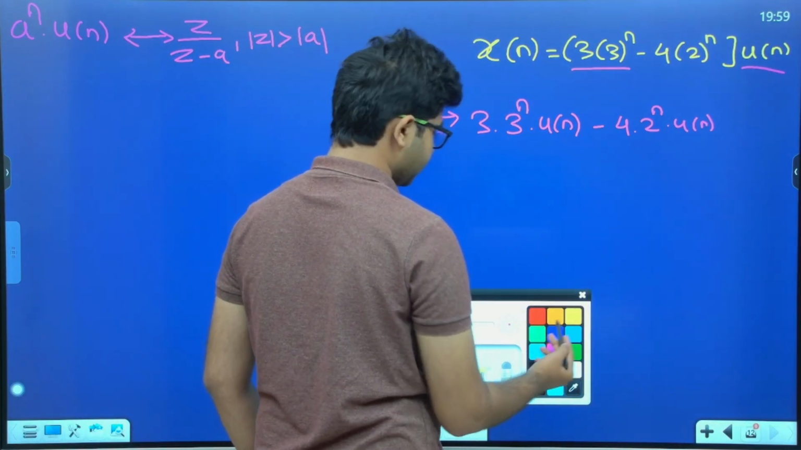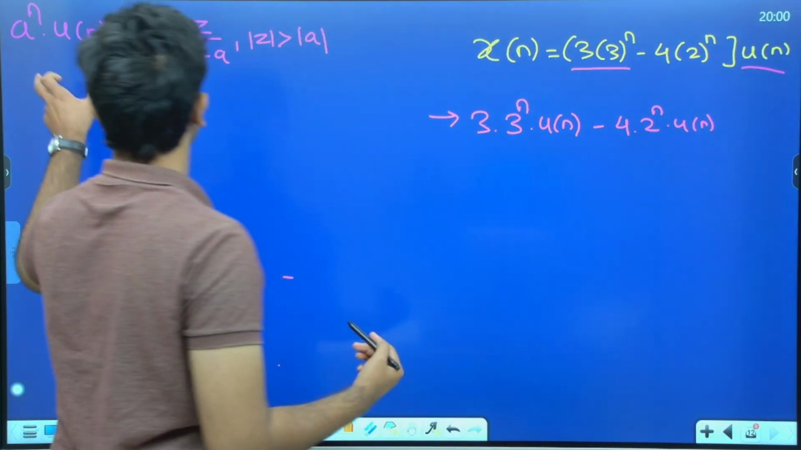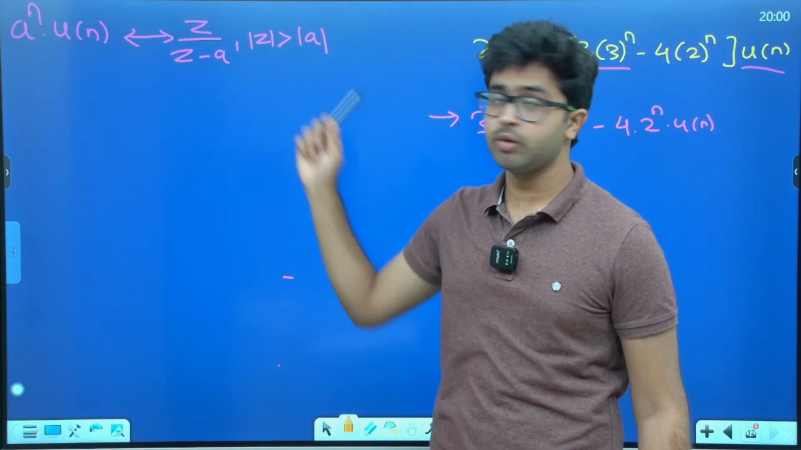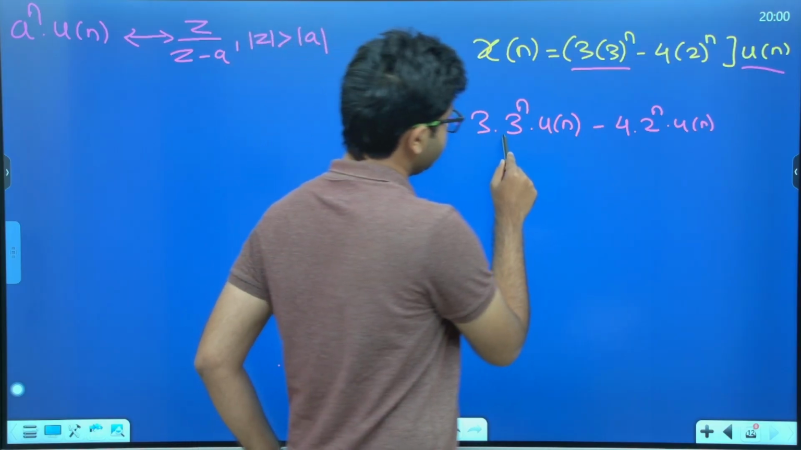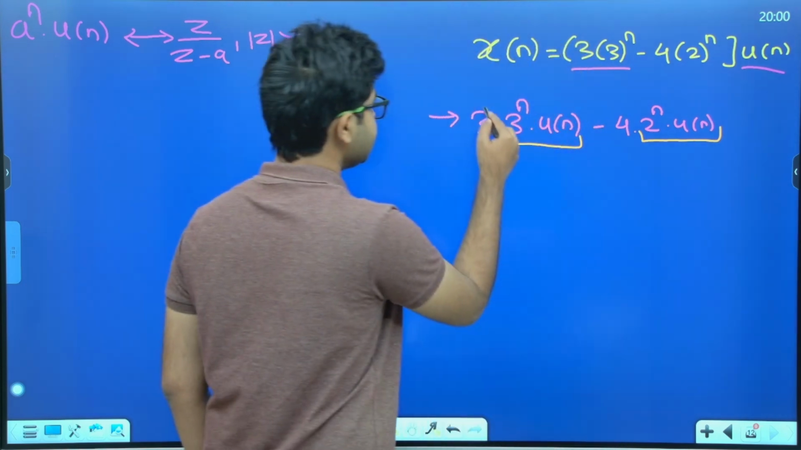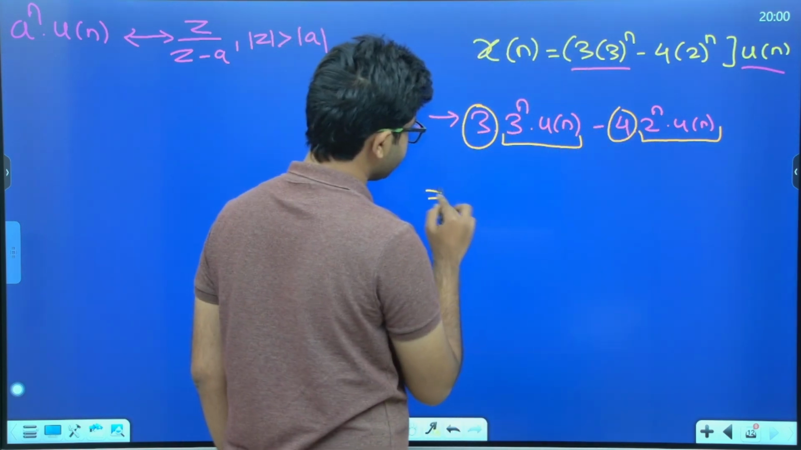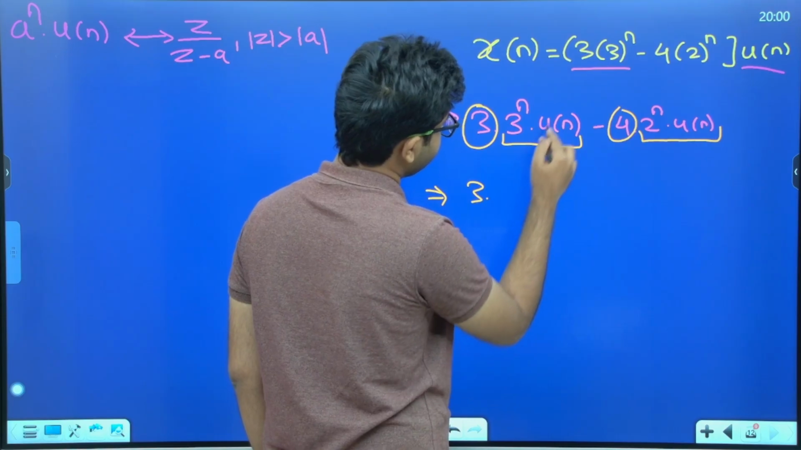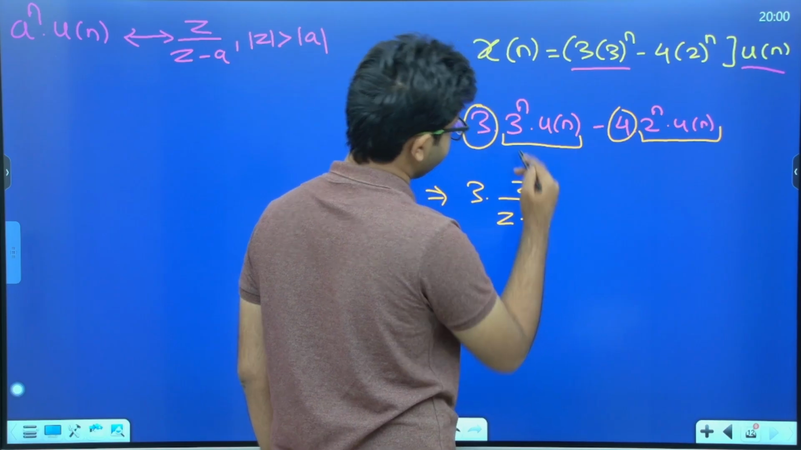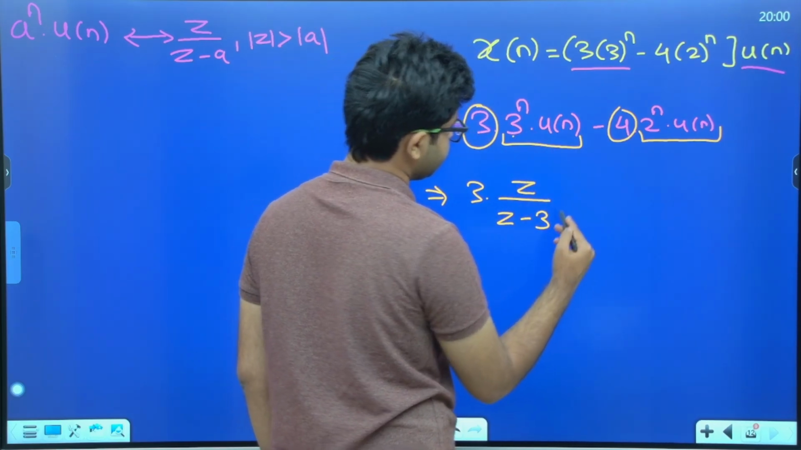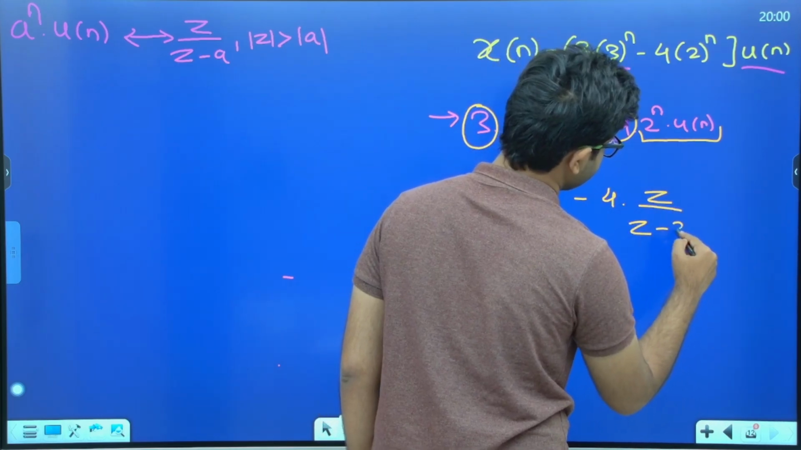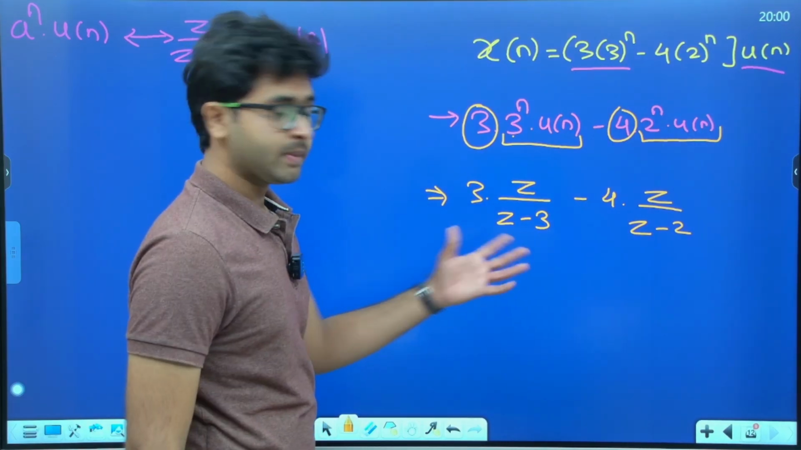Next, if we consider these terms, it's similar to this. This is a to the power n u of n, whose transform is z upon z minus a. Similarly, 3 to the power n u of n and 2 to the power n u of n. These are simple multiples. So 3 will be as it is. Then we can simply write z upon z minus 3, minus 4 into z upon z minus 2. Okay, I hope this part is clear.